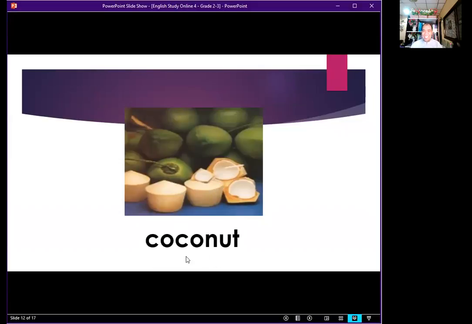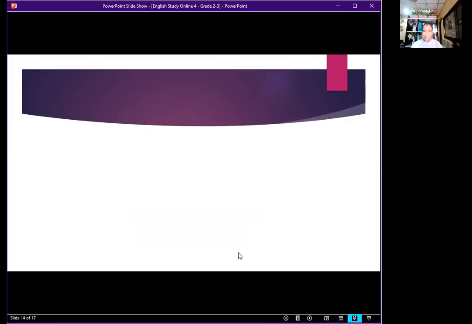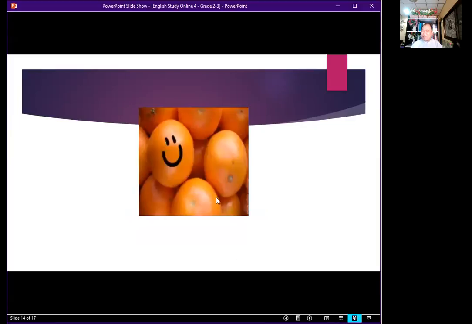Yes, coconut. C-O-C-O-N-U-T, coconut. Okay. How about this one? Mangoes, yes, mangoes. M-A-N-G-O-E-S, mangoes. How about this one? Oranges, yes, oranges. O-R-A-N-G-E-S, oranges.